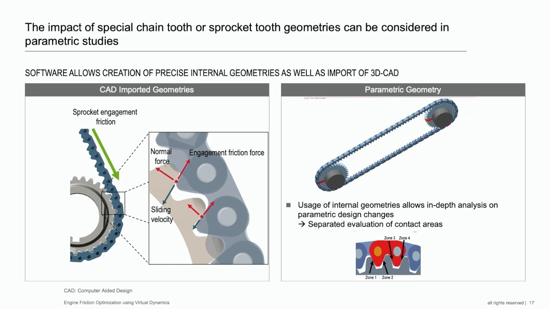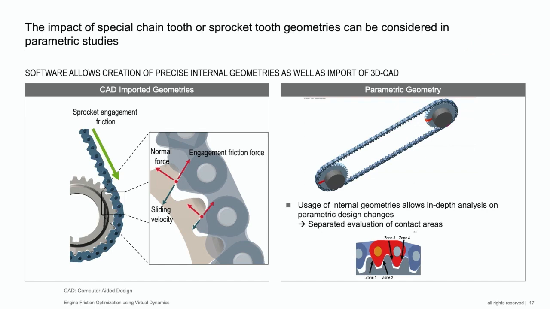If you want to save some time when iterating with several designs of silent chain tooth geometry or sprocket tooth geometry, it is not necessary that you always have to ask a designer for chain design updates and sprocket design updates, exporting data and importing data back into the simulation model. You have also the opportunity to use the integrated parametric geometry model inside of Virtual Dynamics to do this kind of study and save the efforts for your designer.